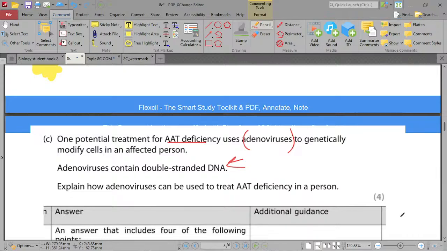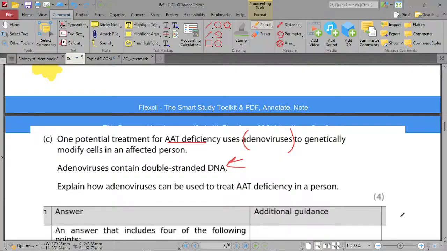So I can't tell. Are we just asking how adenoviruses can be used to treat AAT deficiency? So clearly, adenoviruses contain genes in their double-stranded DNA which code for a protein. So how are adenoviruses used? Are adenoviruses harmless? Wait, use adenoviruses to genetically modify cells in an infected person.